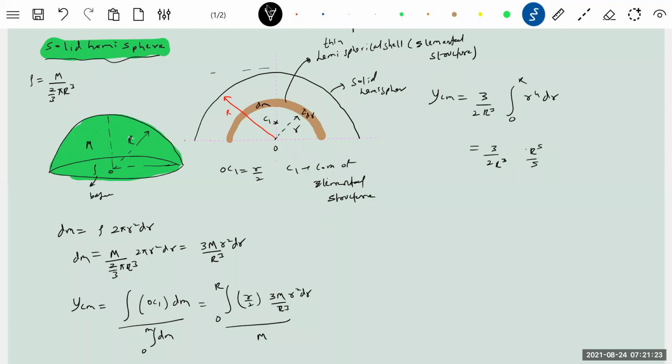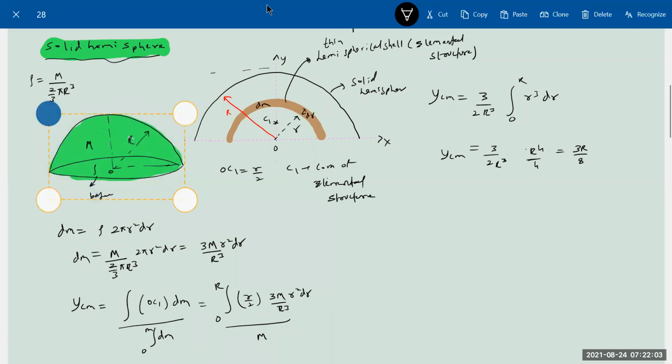R cube. Okay, then r cube I'll make it. So then this will be r to the power of 4 by 4. So altogether 3r by 8. It's telling us that for a solid hemisphere, the center of mass will be at a distance 3r by 8 from the base, because y equal to 0 is what we defined from here. This is the y-axis, simple. 3r by 8 from the base.